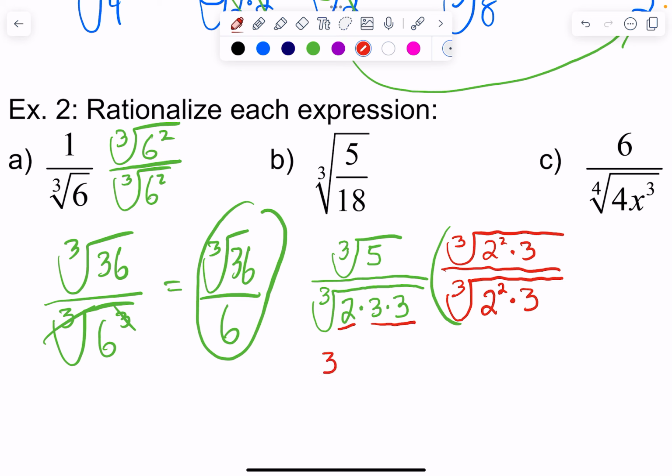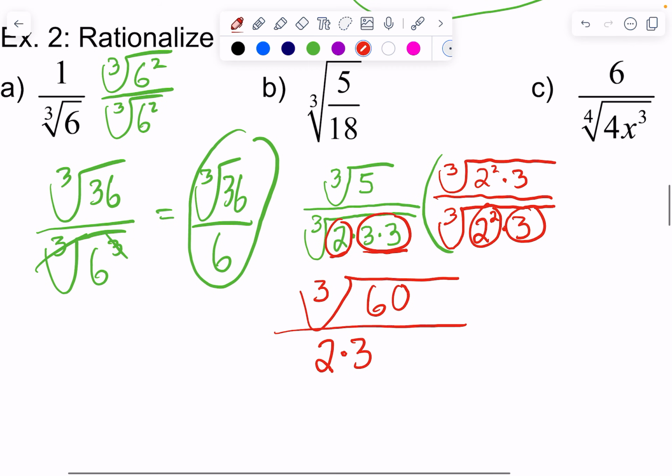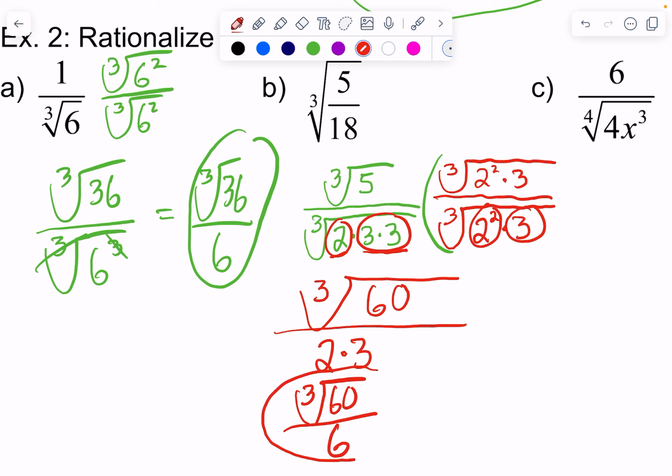So I've got the cube root of 5 times the cube root of 12, so that's the cube root of 60, over the cube root of, check this out, 2 times 2 is 2 cubed, so that comes out as a 2. 3 squared times 3 is 3 cubed, so that comes out as a 3. So I've got the cube root of 60 over 6. Let's go. You know that was easy.